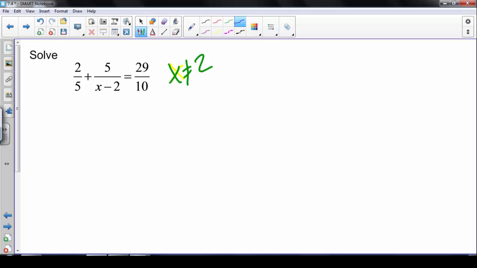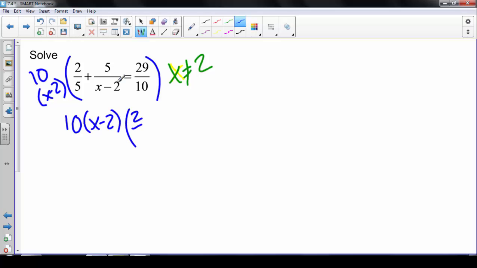Now, for a common denominator, 5 goes into 10, so we know 10 is going to be part of it. And this is an entire denominator by itself, so we actually need both pieces, 10 times the x minus 2. So when we write that out, we'll have 10 times x minus 2 times 2/5. And if you want to put these over 1, you can.